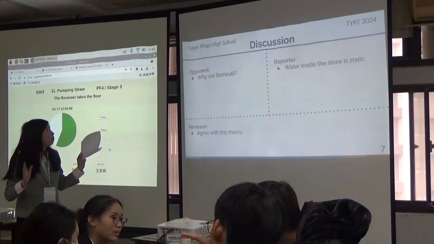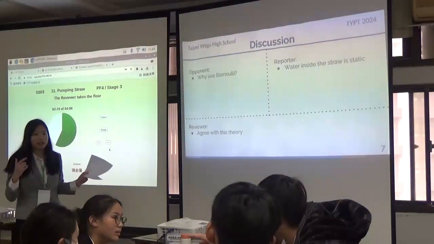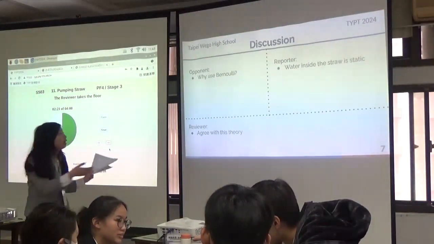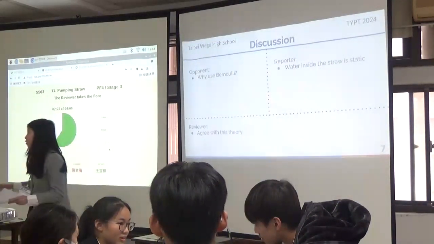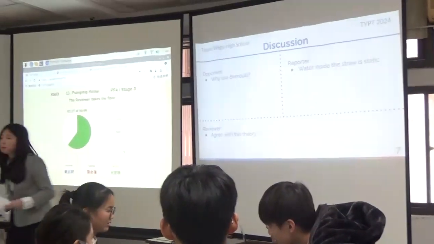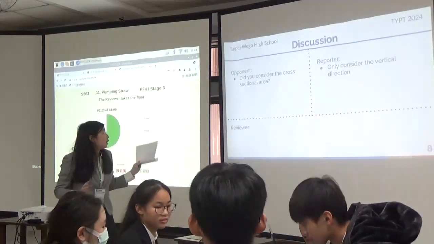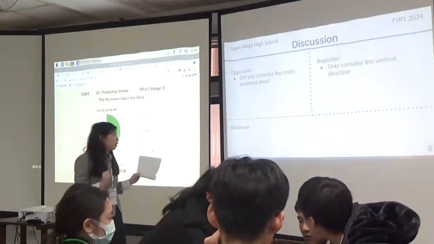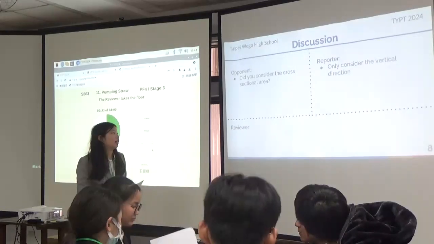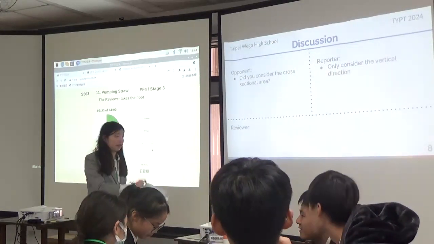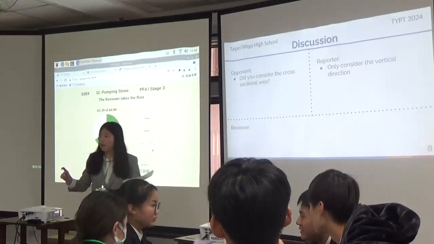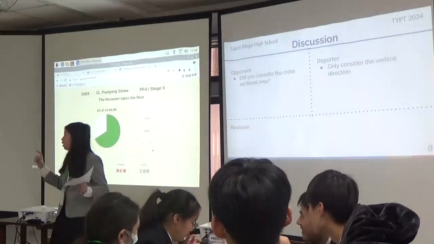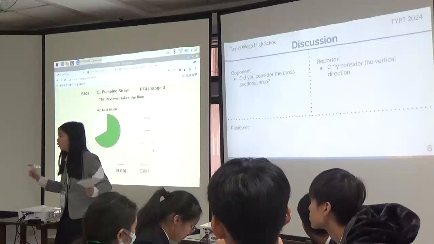And then the opponent asked, why did they use the Bernoulli principle? And they said that the water inside the straw is static. And we think that we can agree with the reporter on this part. And then the opponent asked, do you consider the cross-sectional area? And the reporter said that they only consider the vertical direction. And we think that the cross-sectional area of the straw will largely affect the water pumped out of the straw.